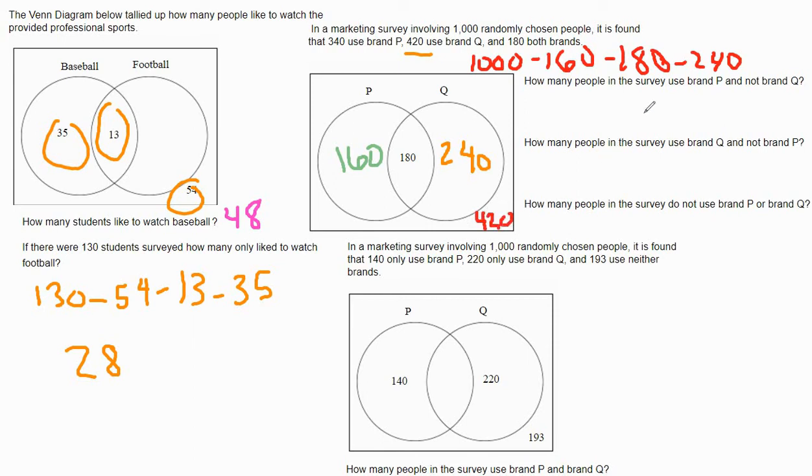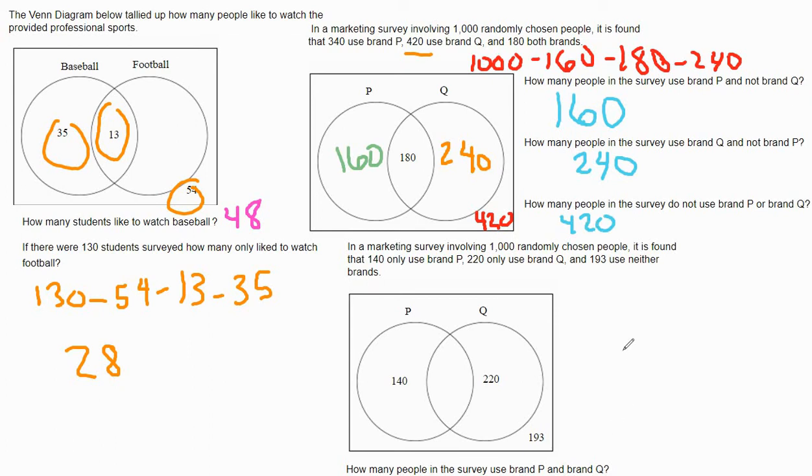So how many people in the survey use brand P and not brand Q? Well, that would be this number right here, the 160. How many people in the survey use brand Q and not brand P? That would be this part of the Venn diagram, so that would be 240. How many people in the survey did not use brand P or brand Q? Well, that would be the 420 people that were outside of the circles.